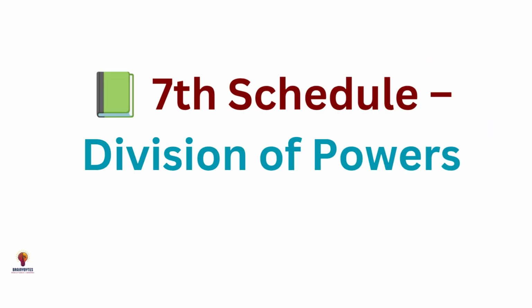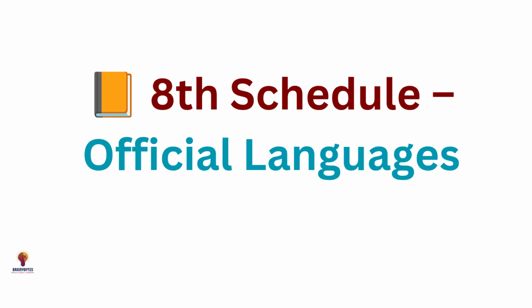Next, the seventh schedule, division of powers, meaning it divides power between the union and the states into the union list, state list and concurrent list. Eighth schedule, official languages. It lists the recognized languages of India. Currently 22 languages are included.